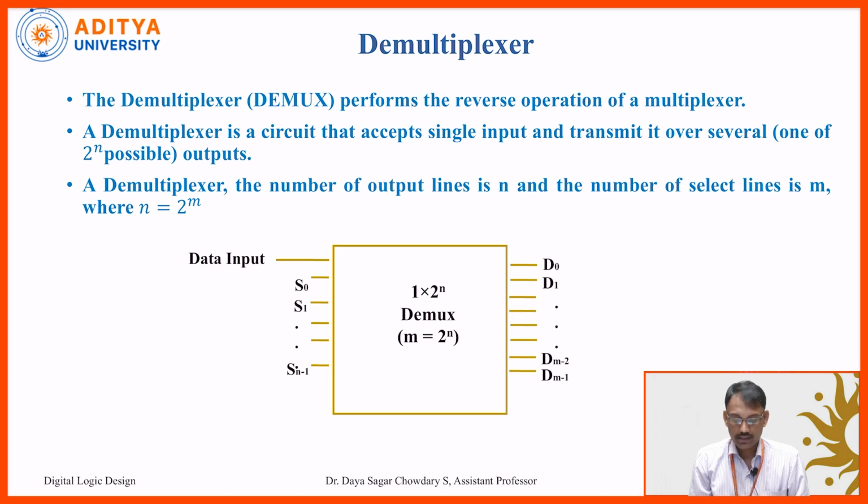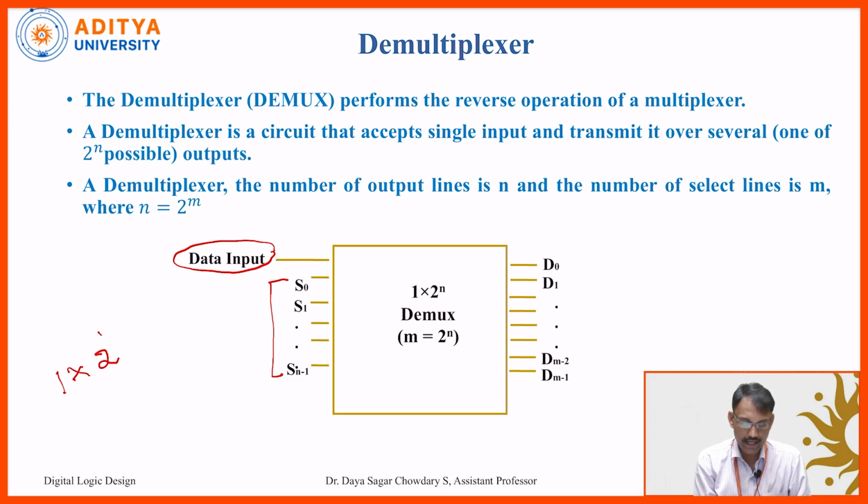In a demultiplexer, the number of output lines is n and the number of select lines is m, where n is equal to 2 to the power of m. If we observe the block diagram, it contains the data input, which is only 1. The selection lines can be written as n, where n is the number of selection lines, and 2 to the power of n is the number of outputs.